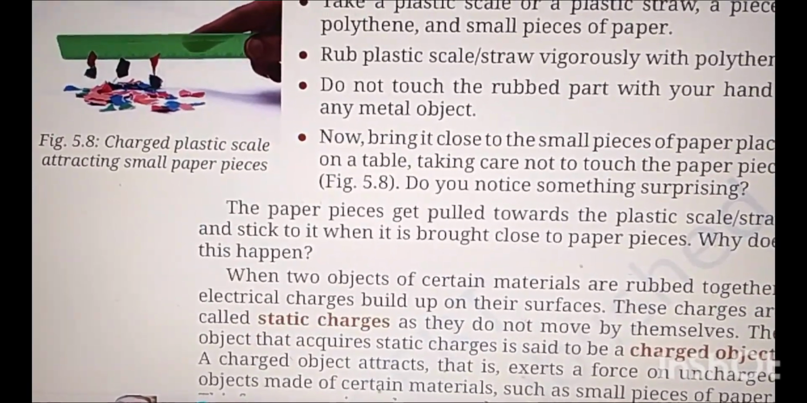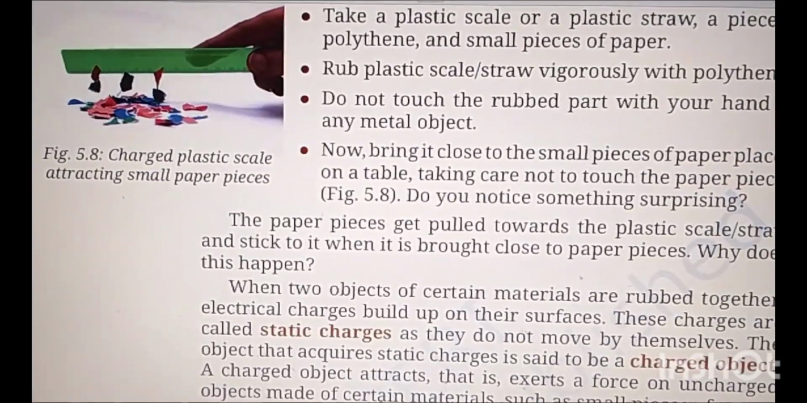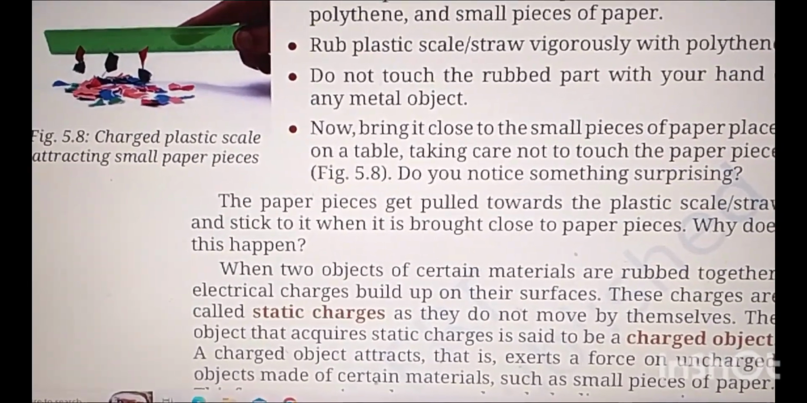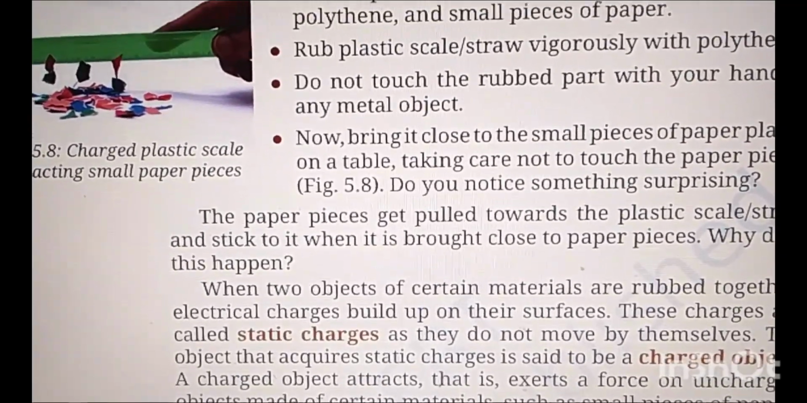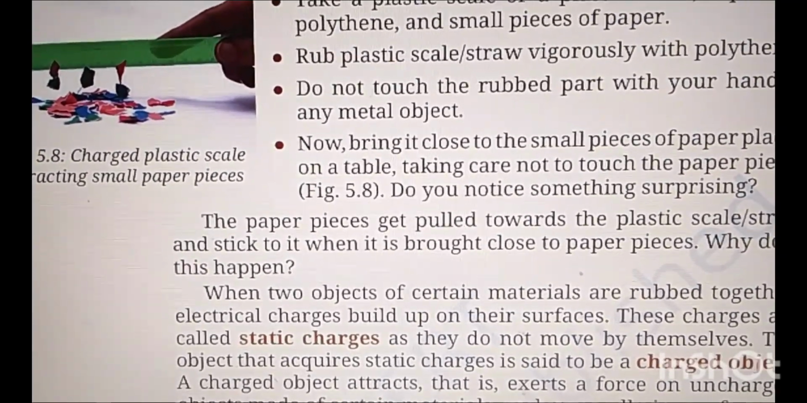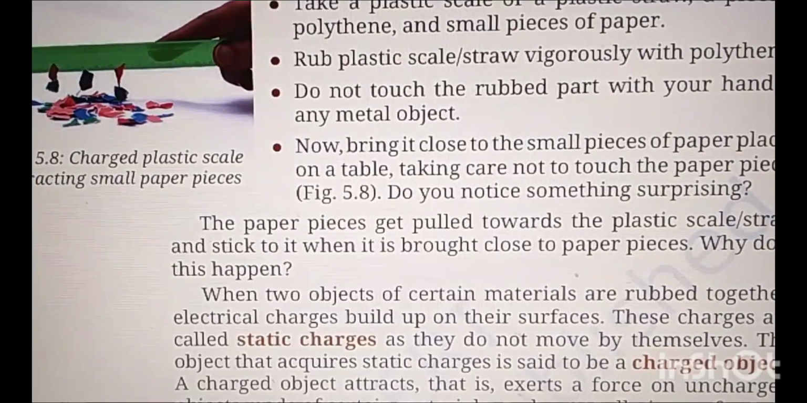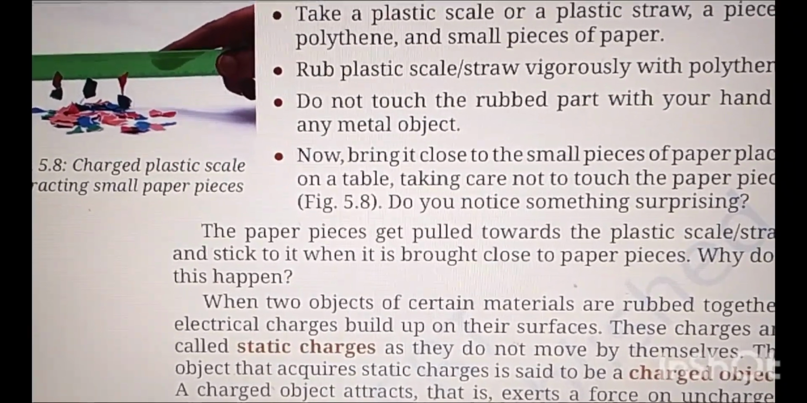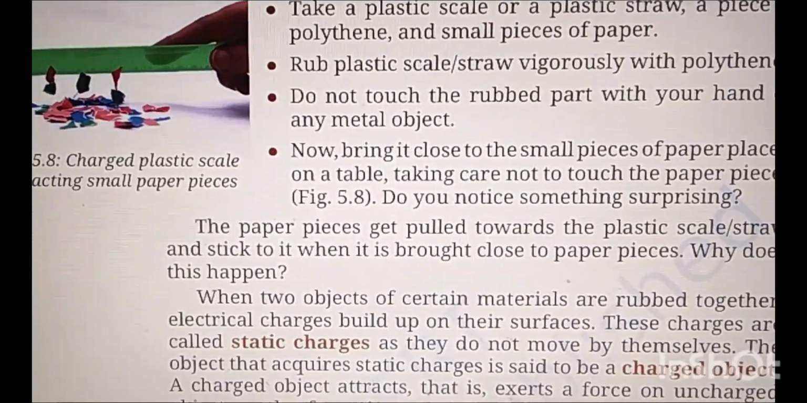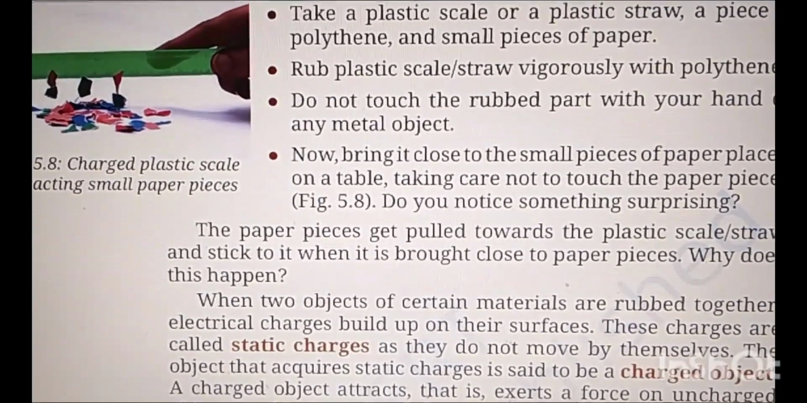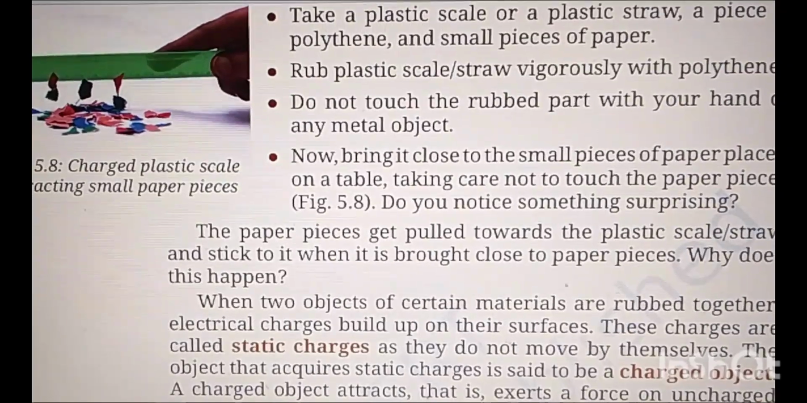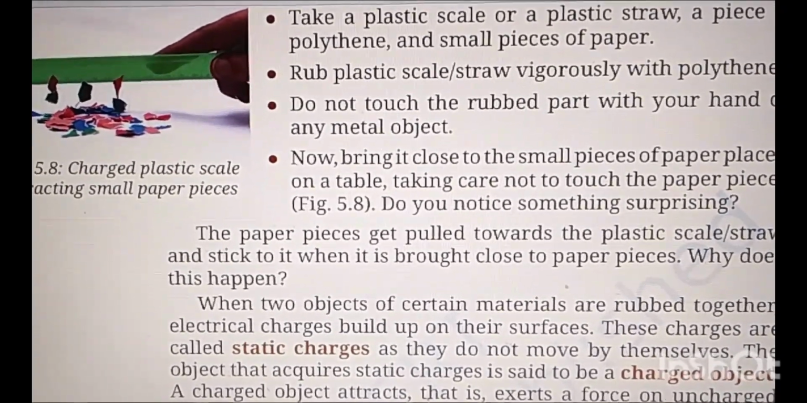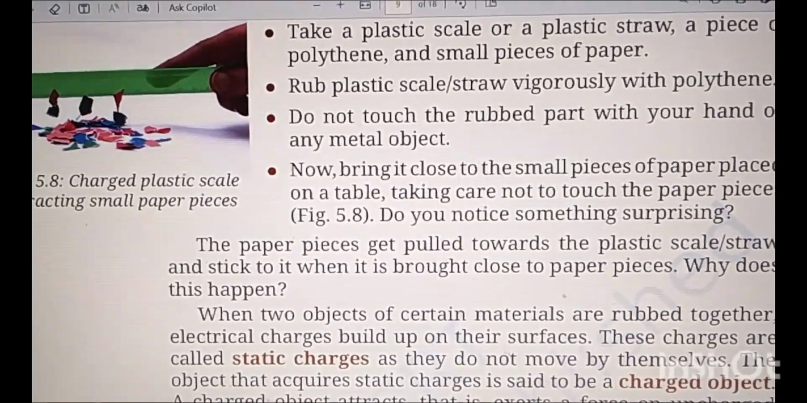This is because static charges are formed. When two objects of certain materials are rubbed together, electric charges build on their surface, and these charges are called static charges as they do not move by themselves. Here one object gets charged. A charged object attracts, that is, exerts a force on an uncharged object. Here the charged object is the scale and the uncharged objects are the paper. The paper gets attracted towards the charged object.